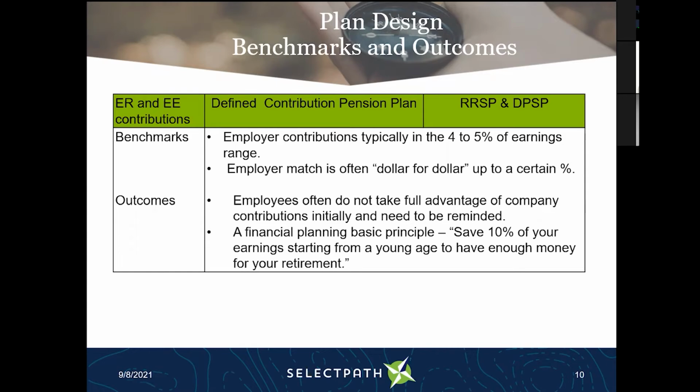There's also the idea of how much should a person be saving. And if you're familiar with the wealthy barber, we know the wealthy barber said you needed to save 10% of your earnings. So language that I would say in a member meeting is save 10% of your earnings starting from a young age to have enough money for your retirement.